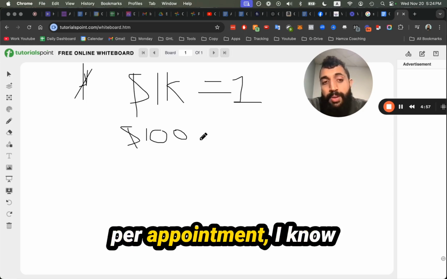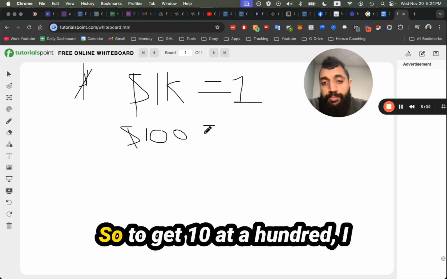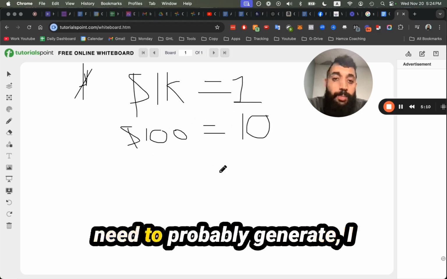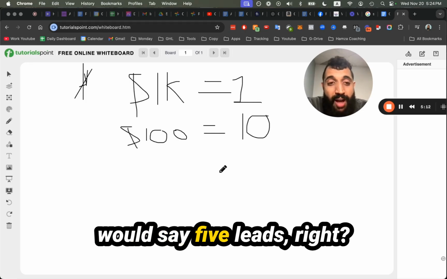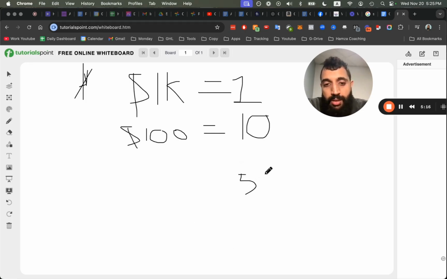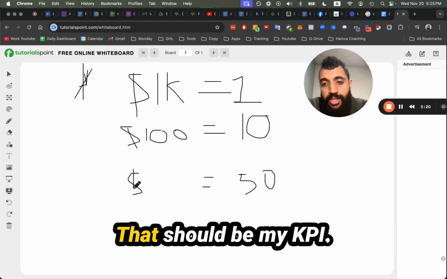If $100 is what I need to spend per appointment, I know that not every lead turns into an appointment. So to get 10 appointments, I probably need to generate, I'd say, 5 leads for each one, right? So that means I need 50 leads. That means I'll be spending $20 a lead. That should be my KPI.